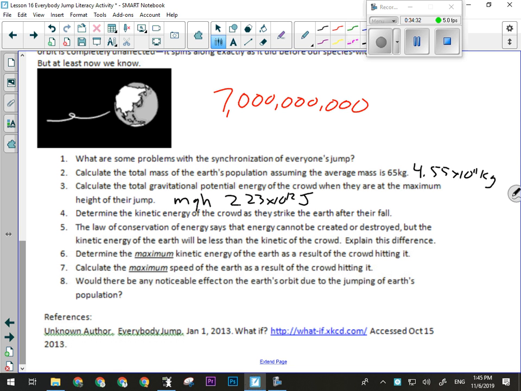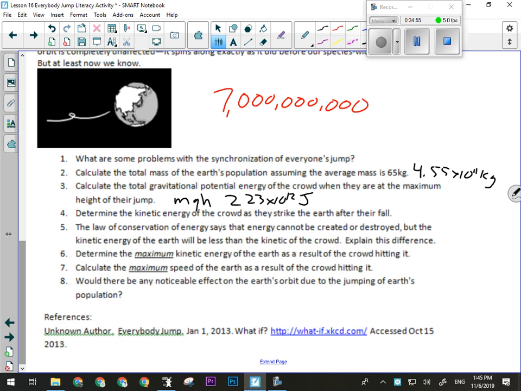Now, number 4, and actually a lot of the questions hereafter sound like they require you to calculate something. But if you understand the law of conservation of energy, you realize they require no calculation at all. Because as they fall back down to the ground, their potential energy is turned into kinetic. So that's their kinetic energy when they strike the earth. Okay, so that's number 4.